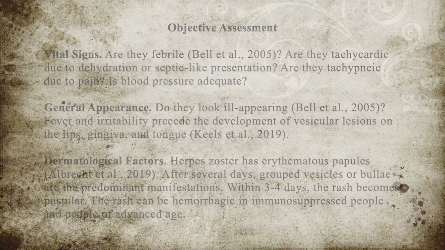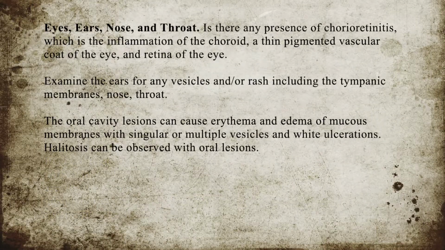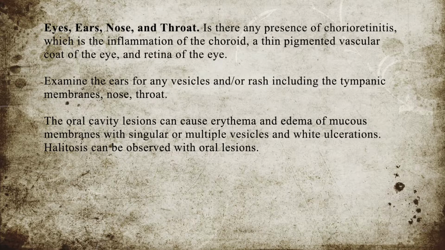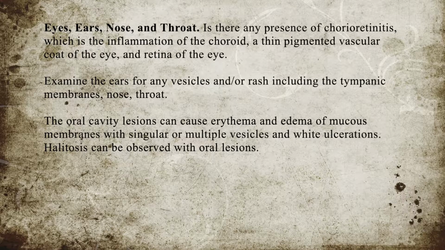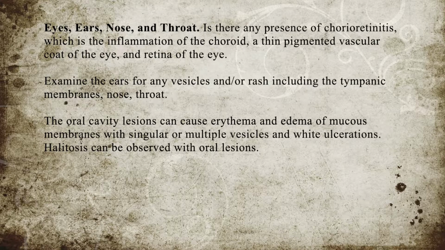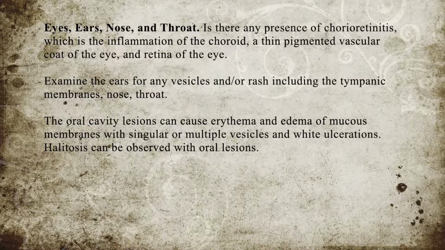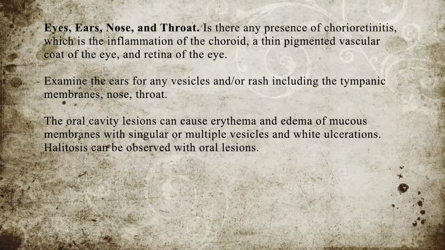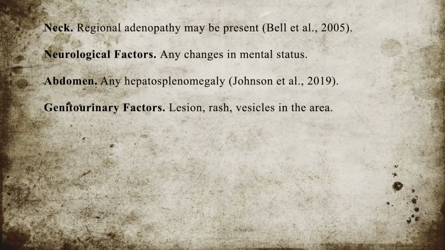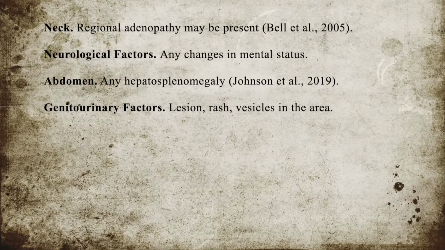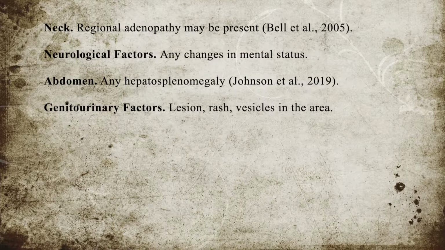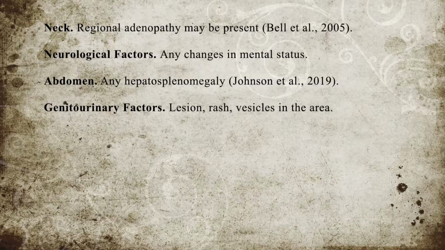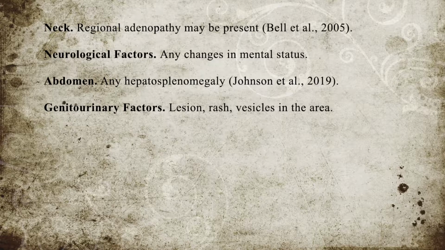For the eyes, ears, nose, and throat, of course, look for any presence of chorioretinitis, which is the inflammation of the choroid, the thin pigmented vascular coat of the eye, and the retina. Examine the ears, and the oral cavity can show erythema and edema of mucous membranes with single or multiple vesicles and white ulcerations. Then, of course, look at the neck for any regional adenopathy, neurological factors, any changes in mental status, any hepatosplenomegaly, pain on the abdomen, and GU, of course, lesions, rash, or vesicles in the area.